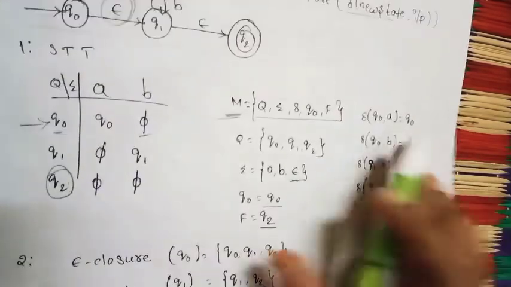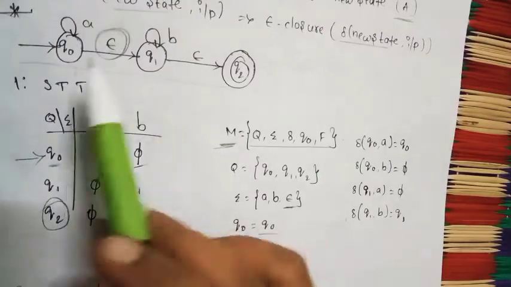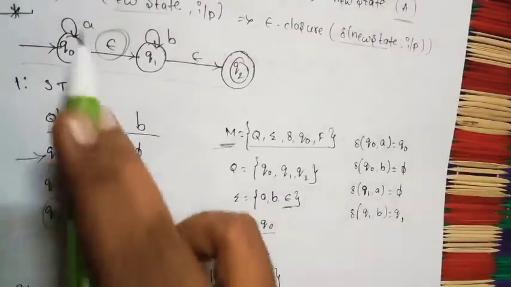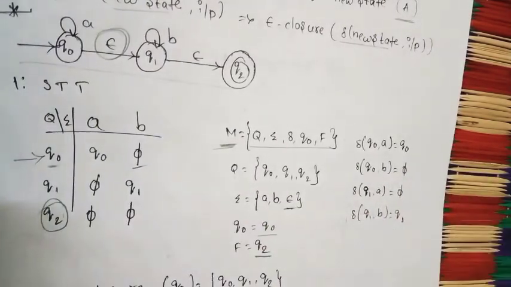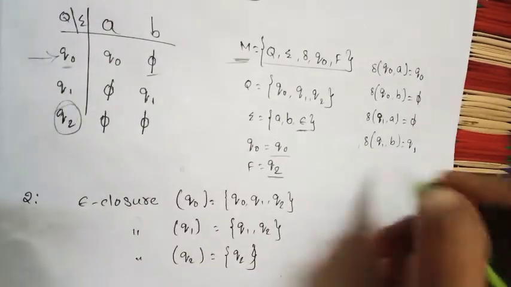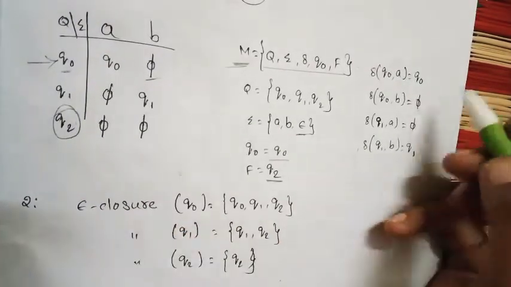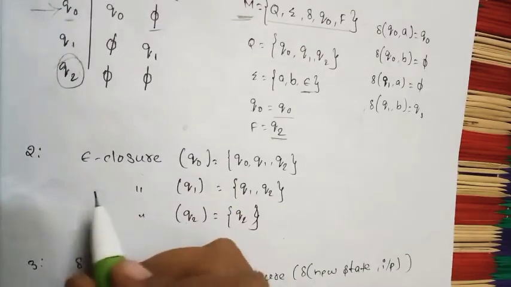Just compute the delta of q naught on A, that is q naught, and delta of q naught on B, there is no B input, so phi. For the remaining I have done it here. For Q2 just do it on your own and you will know how to solve this. It's very easy, guys. Then the next step is we need to compute the epsilon closure.